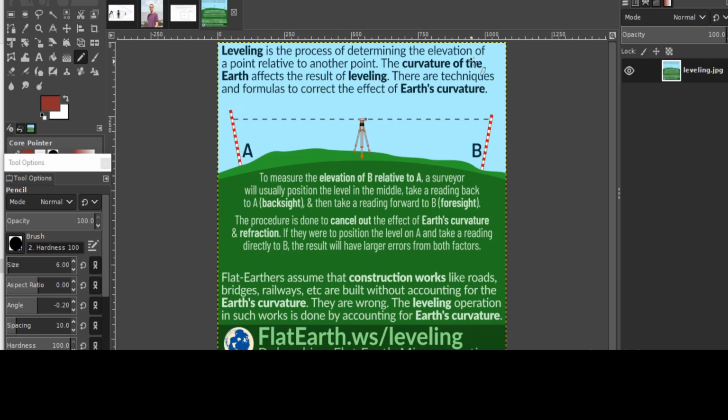All right, so the curvature of the Earth affects the results of leveling. There are techniques and formulas to correct the effect of Earth's curvature. All right, so to measure the elevation of B relative to A, a surveyor will usually position the level in the middle, take a reading back to A, back sight, and then take a reading forward to B, foresight. Remember, the surveyor is not seeing this view that we see here. The surveyor is standing there with his theodolite and the plumb line going straight down there.